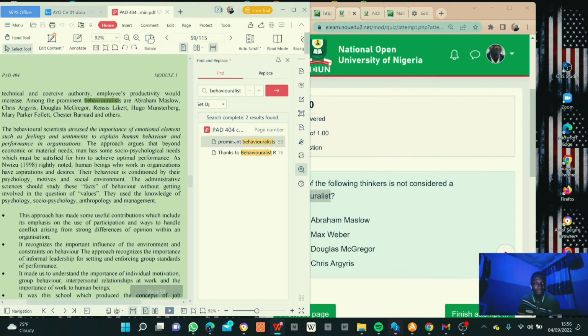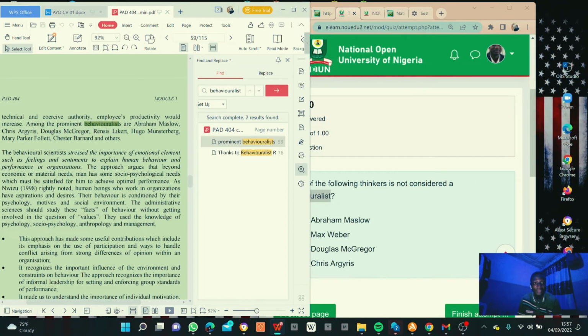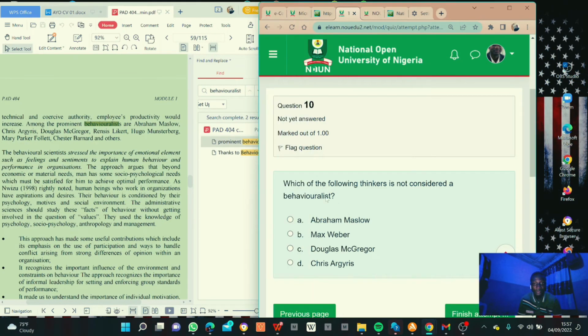Okay. Technical and coercive authority, employers' productivity would increase. Among prominent behaviorists... Thank you, this is what we're looking for. Among the prominent behaviorists are Abraham Maslow. We have the following: thinkers not considered as behaviorist. Abraham Maslow is considered a behaviorist.